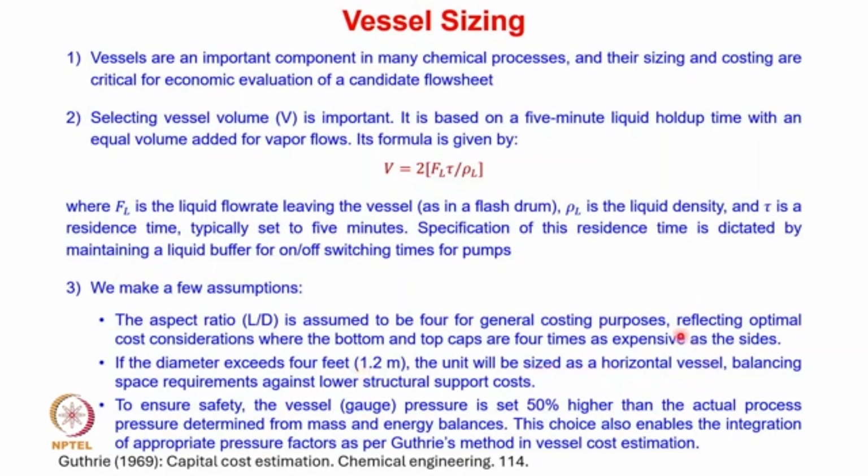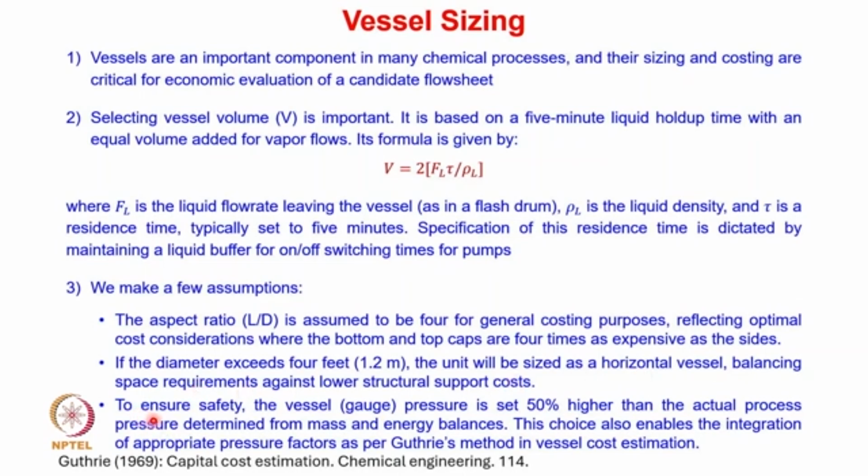And in this case, when we consider the vessel as a horizontal vessel, there the important factor is to manage the space requirement instead of the structural support cost. So when the vessel is in vertical direction, in that case the structural support becomes important. But whenever we are considering a vessel as a horizontal vessel, the balancing space requirement is an important factor.